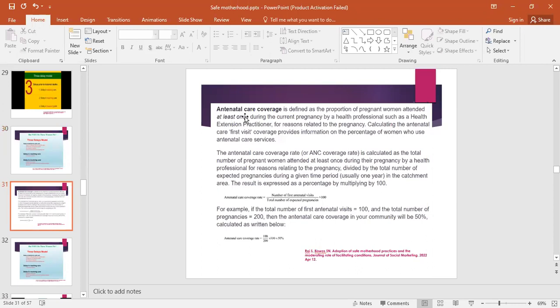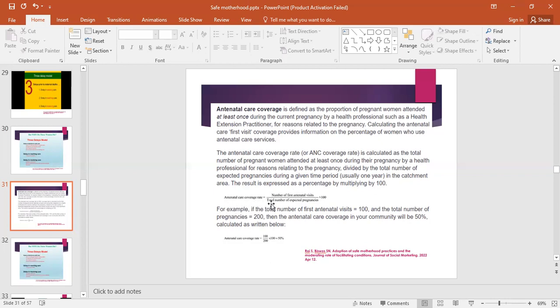Antenatal care coverage. Antenatal care coverage is defined as the proportion of pregnant women attended at least once during the current pregnancy by a health professional such as extension practitioner for reason related to the pregnancy. Calculating the antenatal care first visit coverage provides information on the percentage of women who use antenatal care services. The antenatal care coverage rate is calculated as the total number of pregnant women attended at least once during their pregnancy by a health professional for reason relating to the pregnancy, divided by the total number of expected pregnancies during a given time period, usually 1 year, in the catchment area. The result is expressed as a percentage by multiplying by 100.